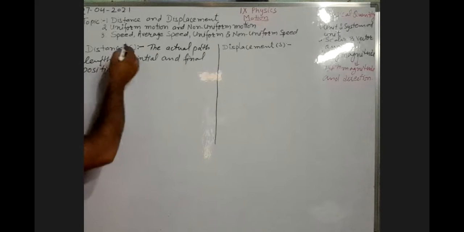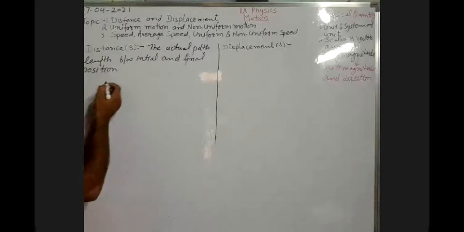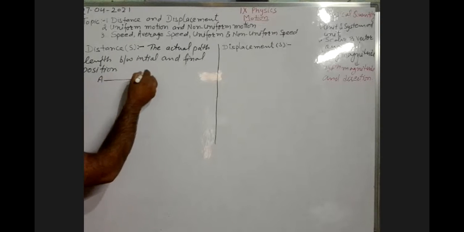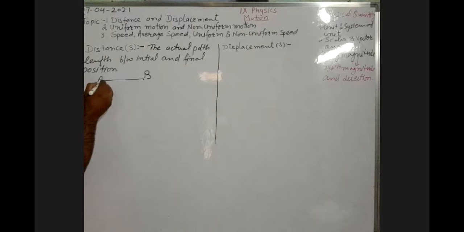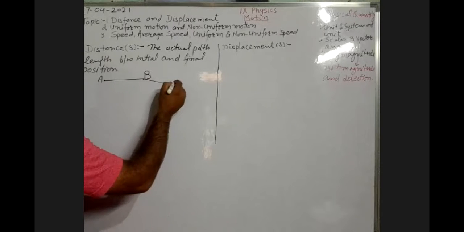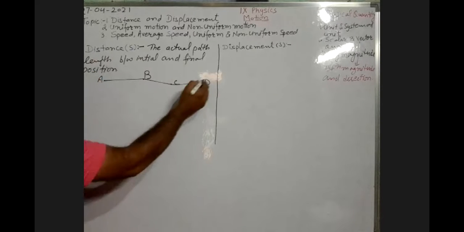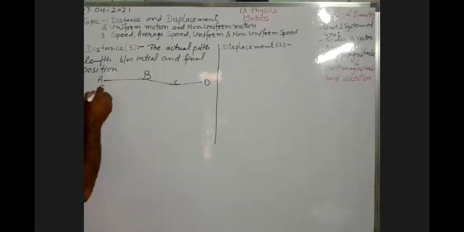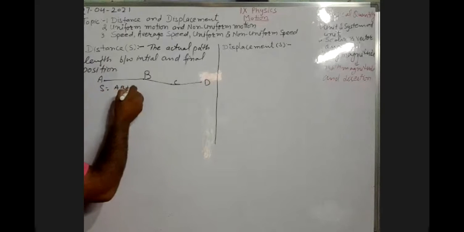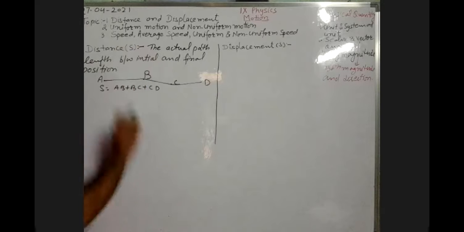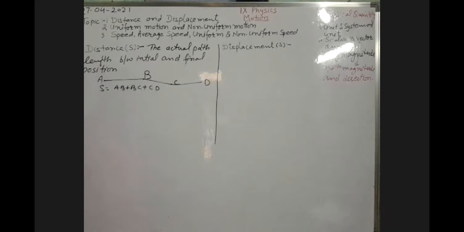During the motion, when an object moves from one point to another point, let it be moving from point A to point B, then B to point C, and C to point D. This is the actual path length. What is the distance? AB plus BC plus CD. This actual path length is known as distance, and it is denoted by d.